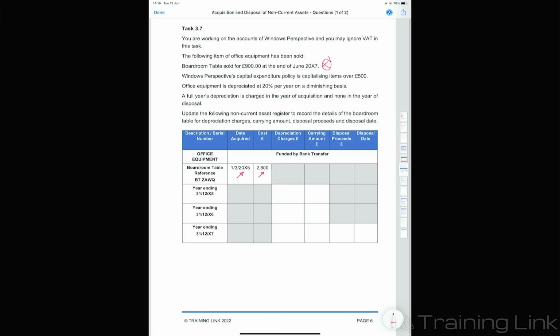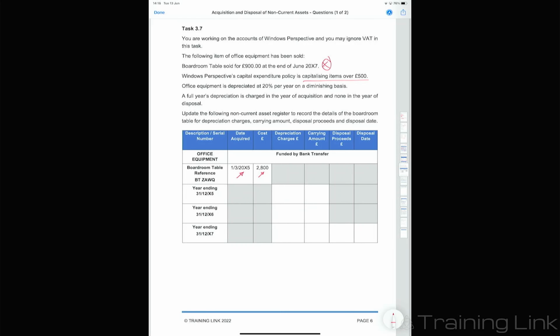£2,800. So that's really important information there, because we need to be able to work out the charges for depreciation for the year and the carrying amount. Okay, so important to recognize that that's already in there, even though it's not given to us specifically at the top part of the task. Okay, the policy is to capitalise items over £500. We know that we spent £2,800 on it, so that's absolutely fine.